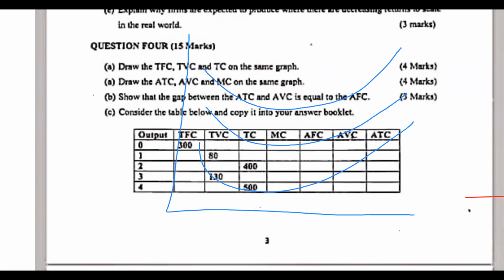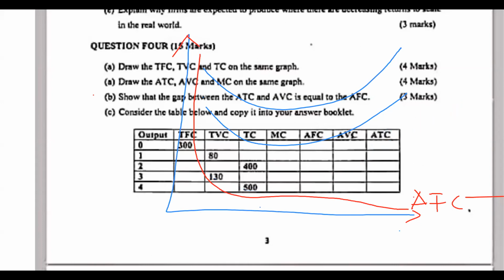Then the average fixed cost, and let me write it in red, is basically asymptotic to the x-axis. It's asymptotic like that. That's the average fixed cost. Then this one is marginal cost.